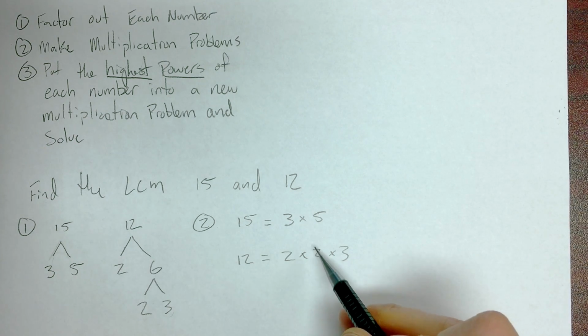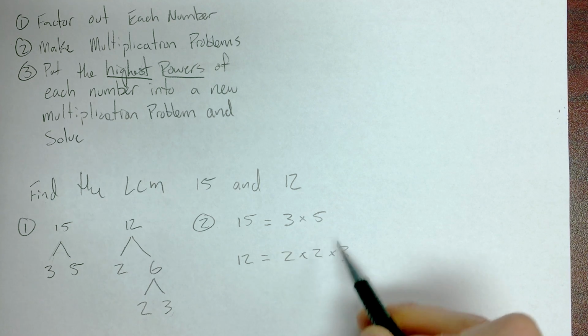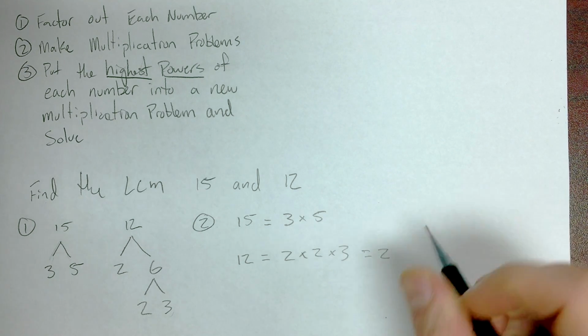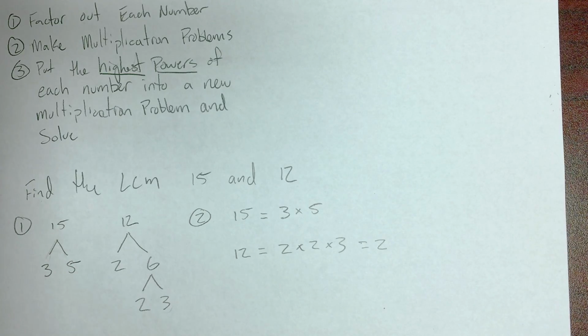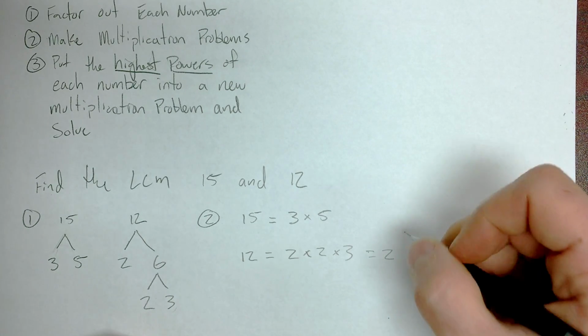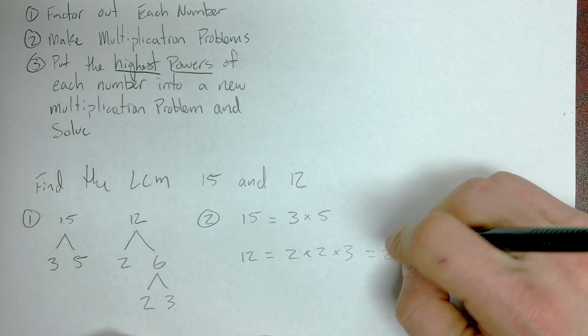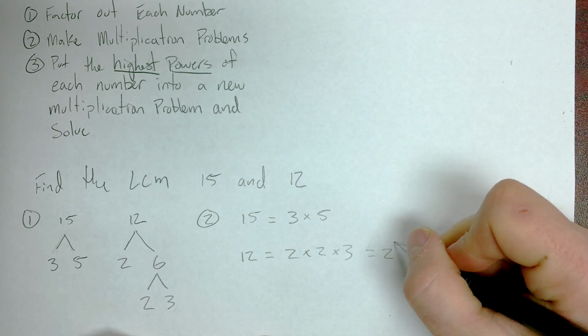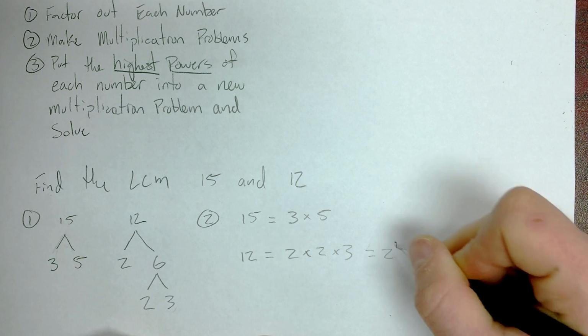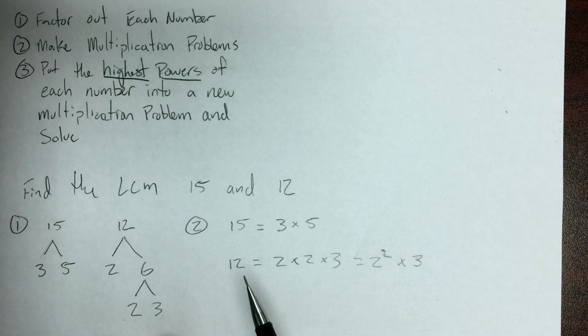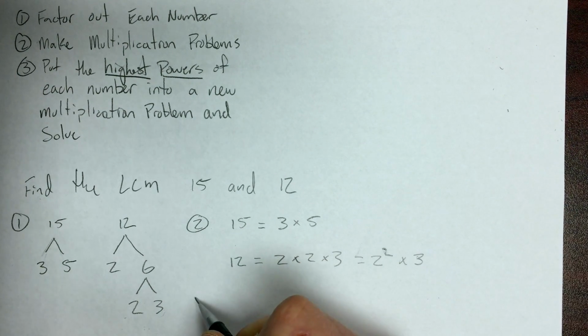Now I see some repeating numbers here, so I can smash those together, and I can say 2 to the what? There are only two 2's being multiplied together, so I can say 2 to the second power multiplied by the 3. So the 12 is 2 times 2 times 3, and we can smash that together: 2 to the second power multiplied by 3. Now, we're done with step number 2.